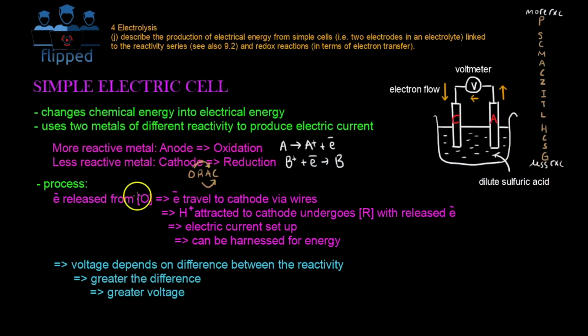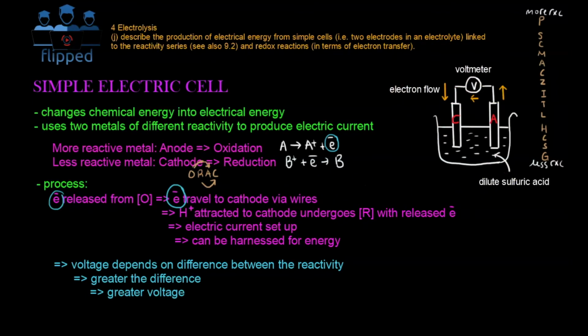So the process goes like this. The electron released from oxidation at the anode travels, the same electron, up to the cathode via the wires. So I produce an electron here, it travels via the wires, you can see the electron flow, down into the cathode. Now the H plus is attracted to the cathode.